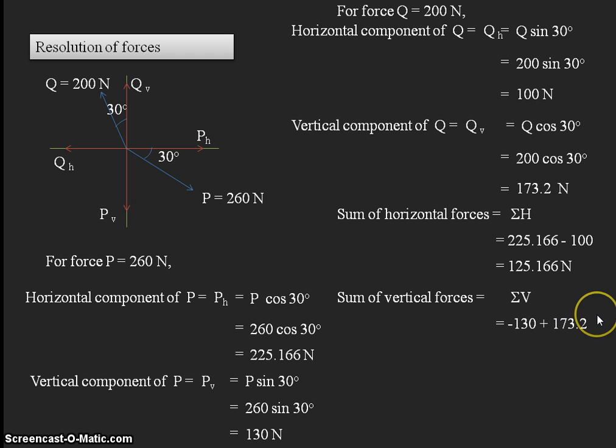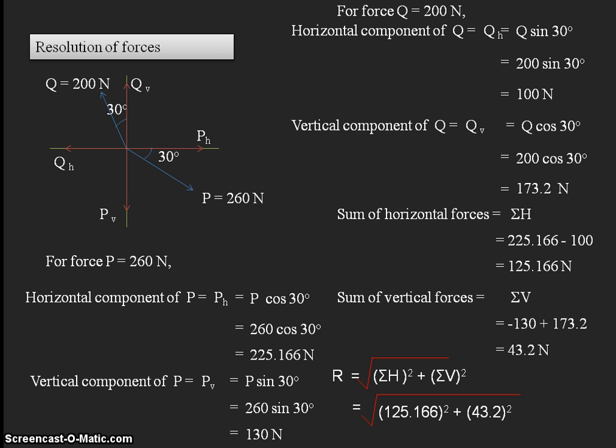By calculating these two values using the calculator, you will get 43.2 newtons. So the sum of the horizontal forces and the sum of the vertical forces related to P and Q we have determined. Next we need to go for the resultant force, that is R is equal to the square root of sigma H square plus sigma V square. So substitute the values here: square root of 125.166 whole square plus 43.2 whole square. Simplifying using the calculator, you'll get the value 132.4.